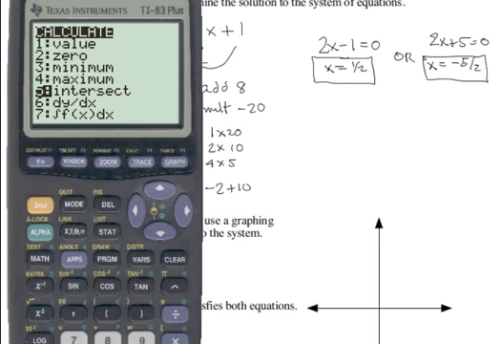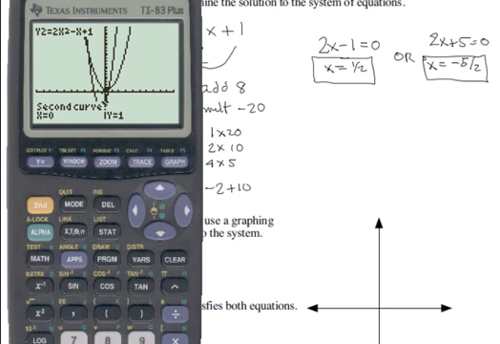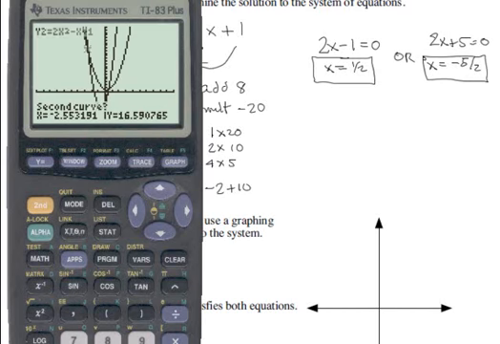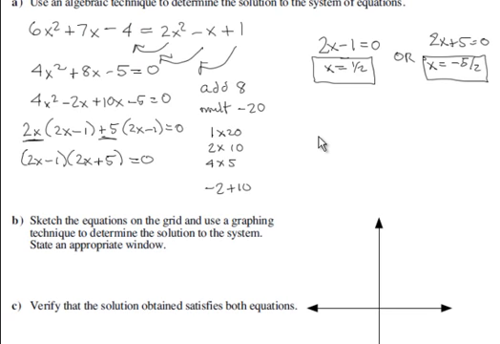So second trace intersect. First curve, yes, that is the first curve. Yes, that is the second curve. And for the guess, I'm going to put the bug right over here. And it reports minus 2.5. Great, that's our minus 5 over 2, so we were right about that one. For the other intersection, second trace, intersect. Yes, that's the first curve. Yes, that's the second curve. And now I move the guess over to here, and it finds 0.5, which is our solution of 1/2. So yes, algebra produced the same results that the calculator did.